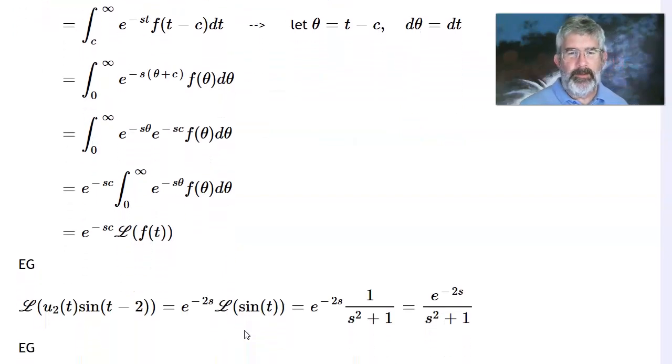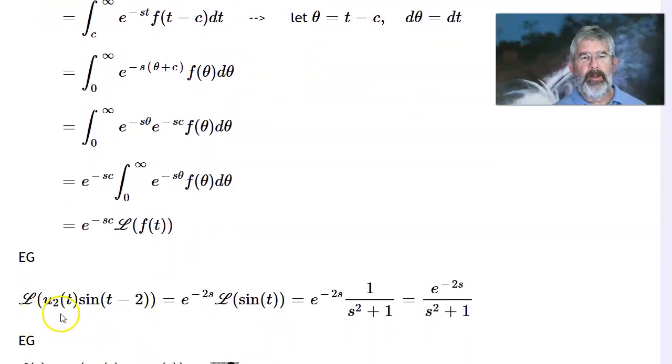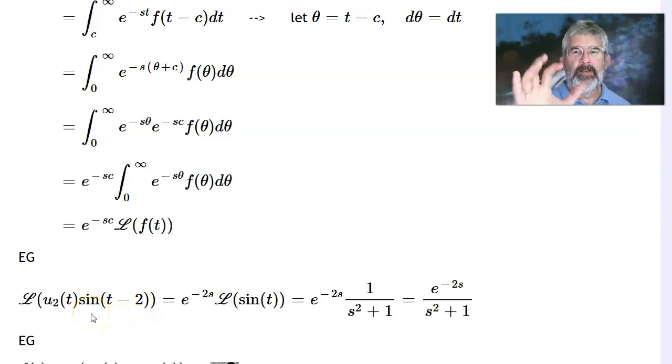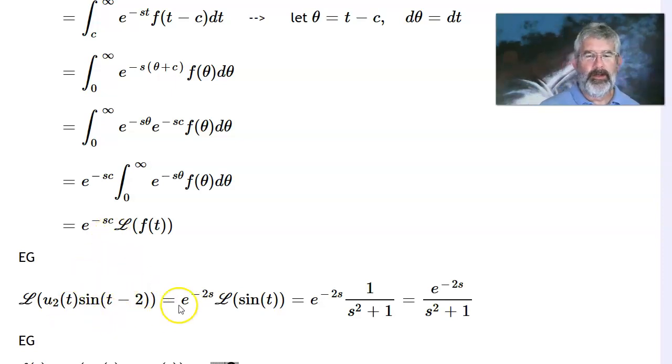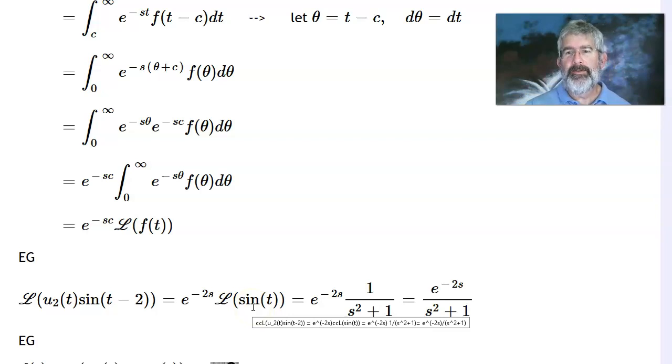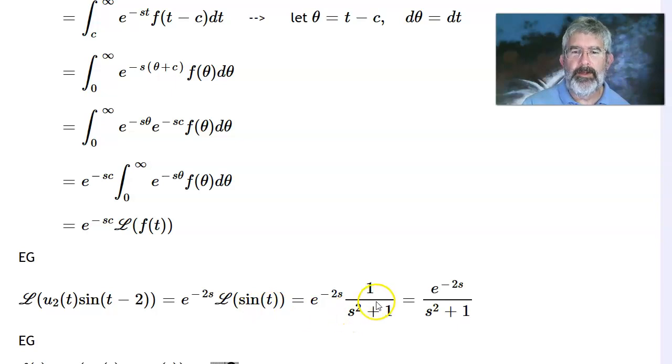Let's do a couple of examples of that. Here is the Laplace transform of u2 of t times the sine of t minus 2. So I've got a shifted sine curve, the sine curve shifted over 2 and turned on at that point at 2. So the Laplace transform, according to this theorem, would be e to the minus 2s times the Laplace transform of the sine of t unshifted. And we've done that in the homework, I think, or just look it up on the table. I know it's 1 over s squared plus 1. And so the Laplace transform of this thing would be e to the minus 2s over s squared plus 1.